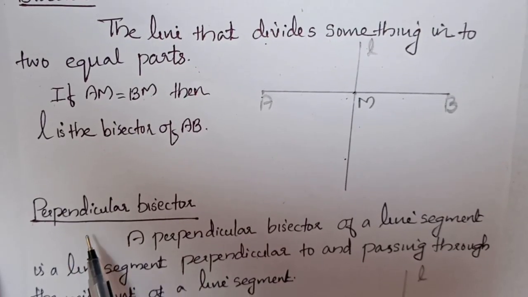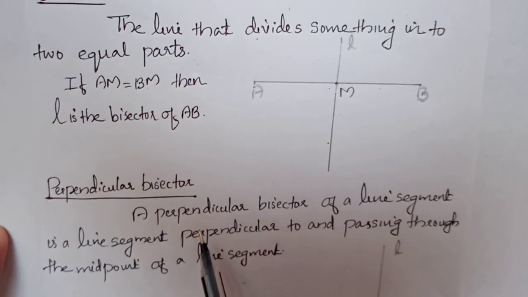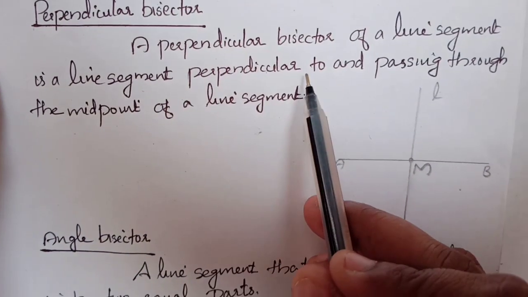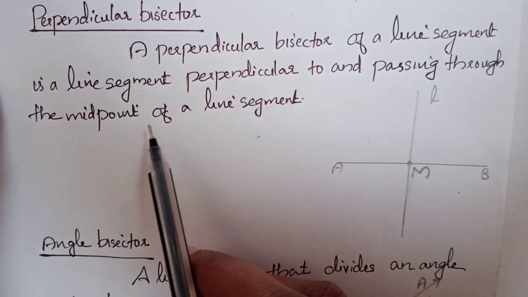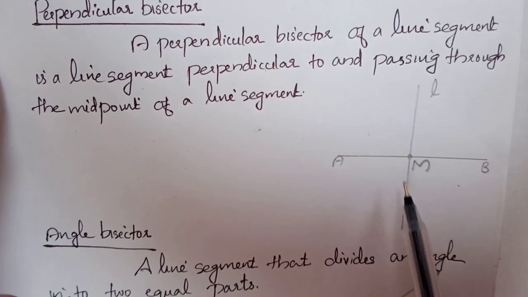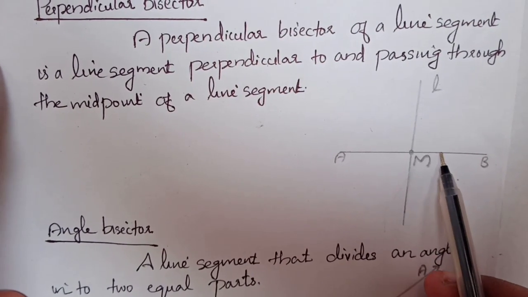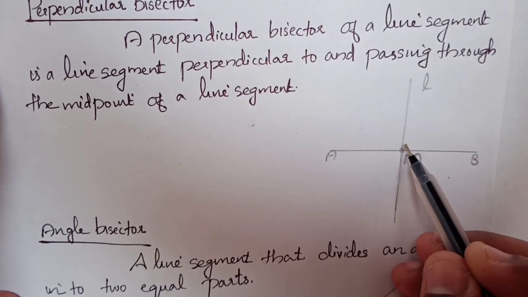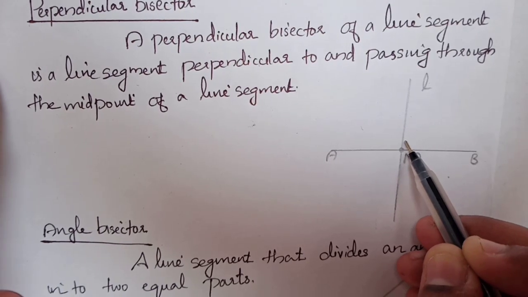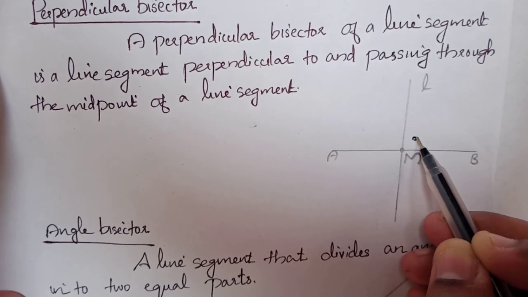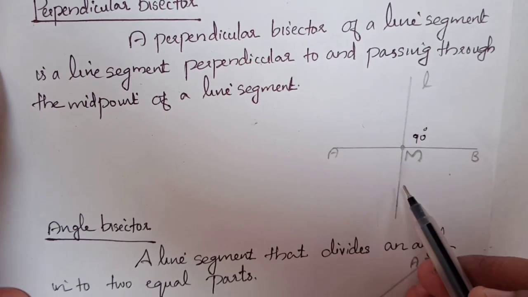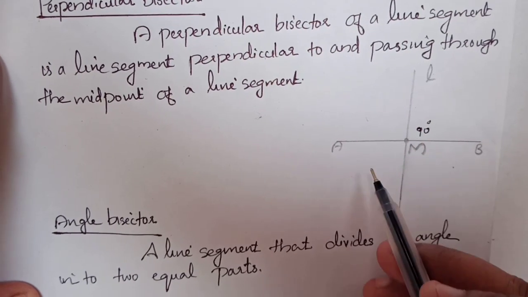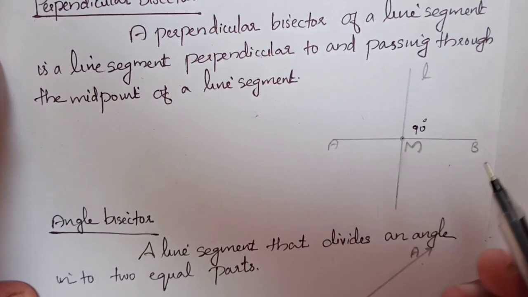Next, we will discuss perpendicular bisector. A perpendicular bisector of a line segment is a line perpendicular to and passing through the midpoint of the line segment. Here AM and BM are equal, that is, L is the bisector of AB. Here this angle is 90 degrees. If x is equal to 90 degrees, then L is the perpendicular bisector of AB. Perpendicular means 90 degrees. Bisector means M is the midpoint.